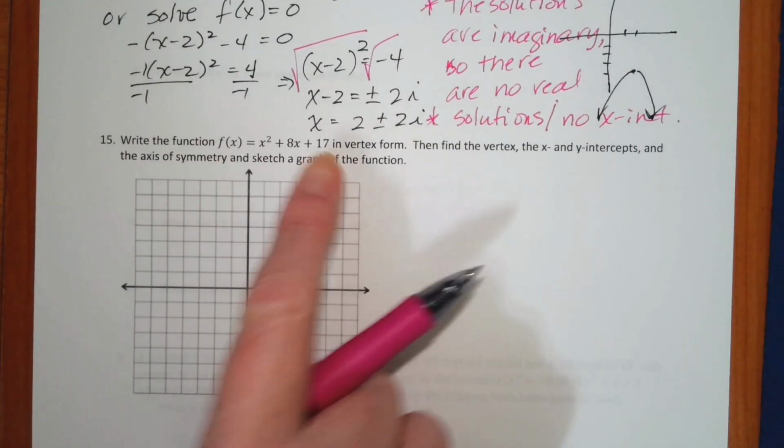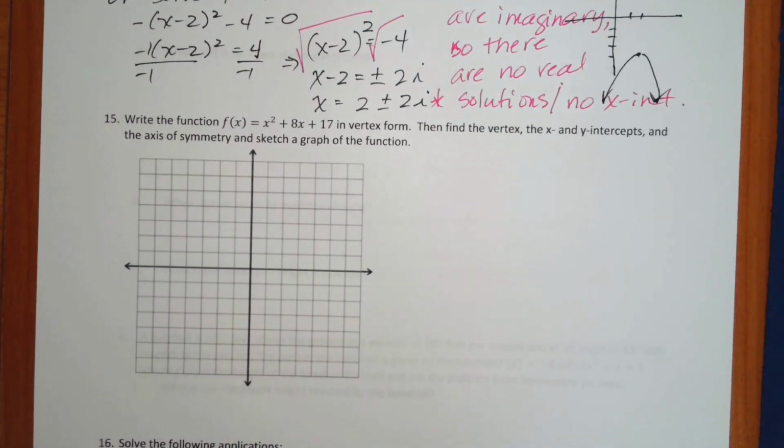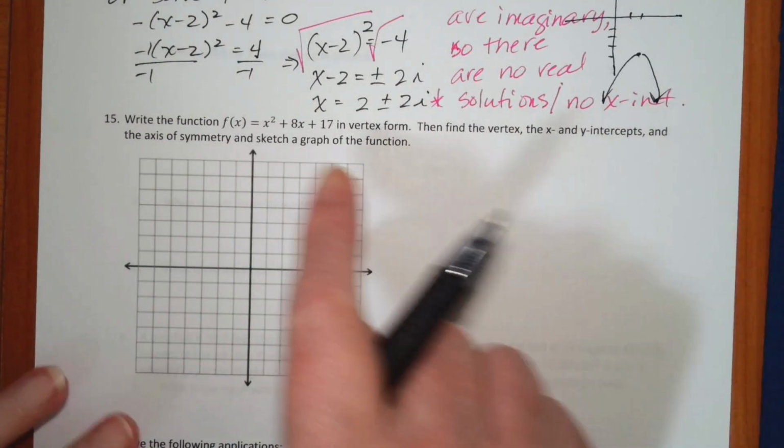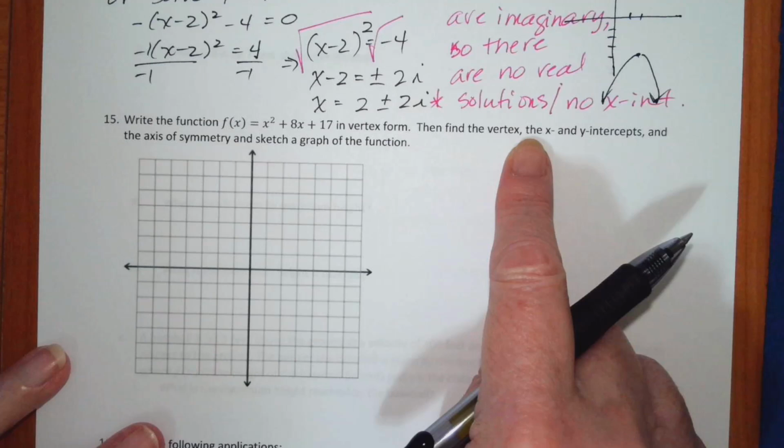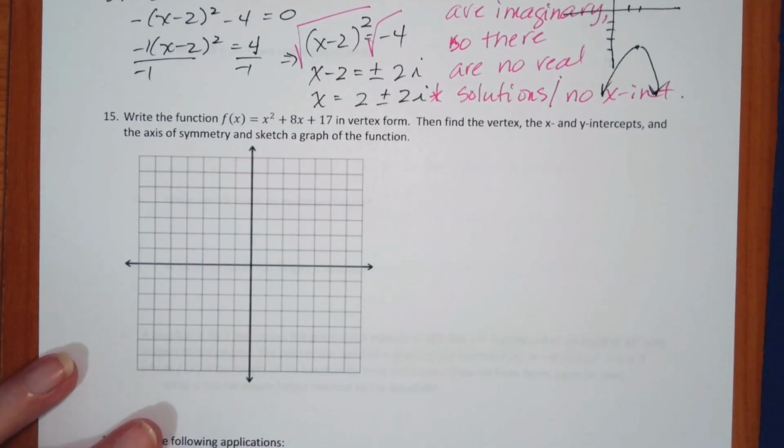Okay, write the function in vertex form. There are a couple of ways that you can do this. You can use the vertex formula and find the vertex, or you can complete the square. Doesn't matter either way. Write it in vertex form, find the vertex, the x and y intercepts, and the axis of symmetry, and then sketch the graph.